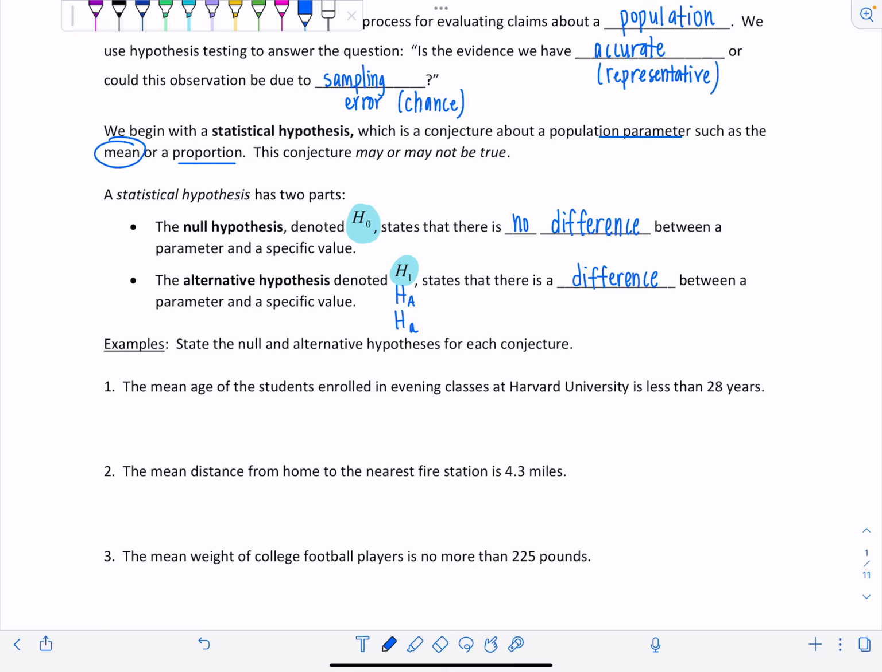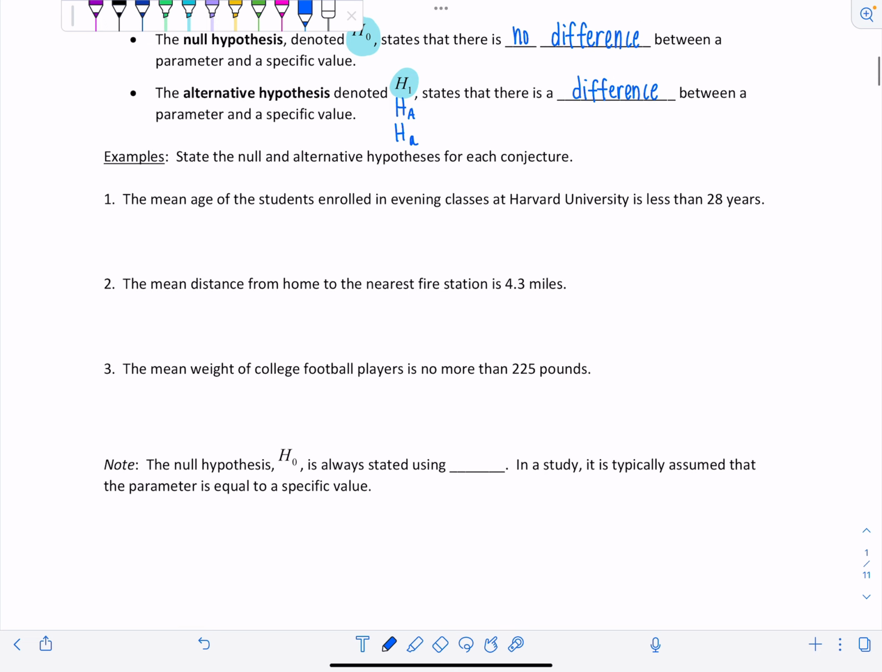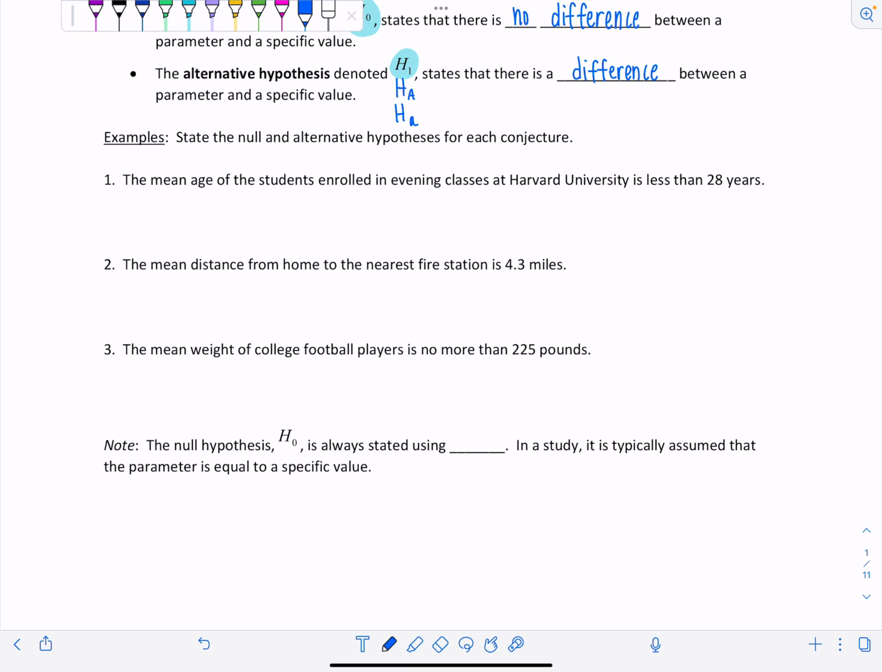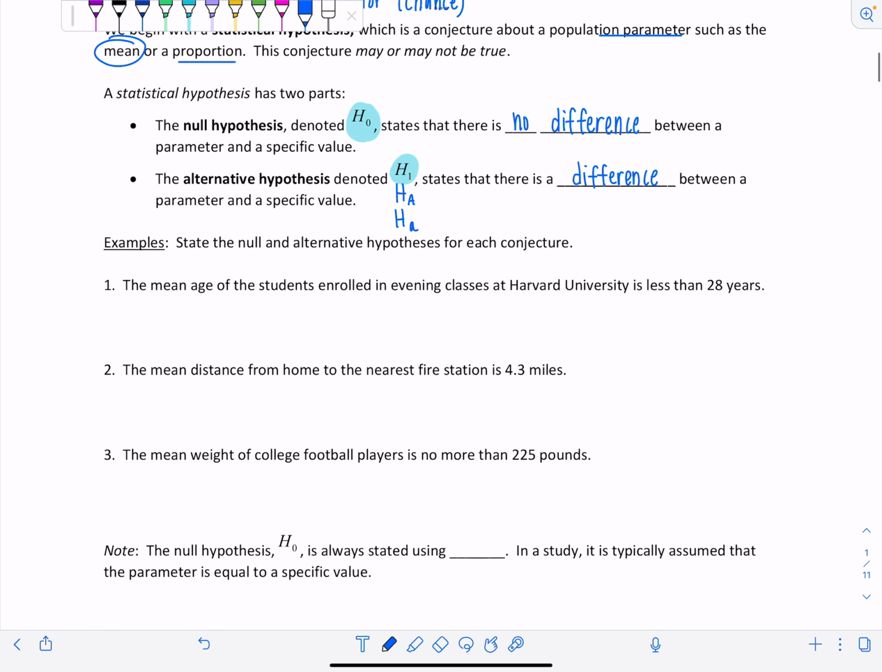Let's just look through some examples, and we're going to practice writing out what the null and alternative hypotheses are for each conjecture. Example 1, the mean age of the students enrolled in evening classes at Harvard University is less than 28 years. So here's the important thing to keep in mind. The null hypothesis will always state that there's no difference. So the null hypothesis will always be written using equality. And then the alternative hypothesis states that there is a difference.